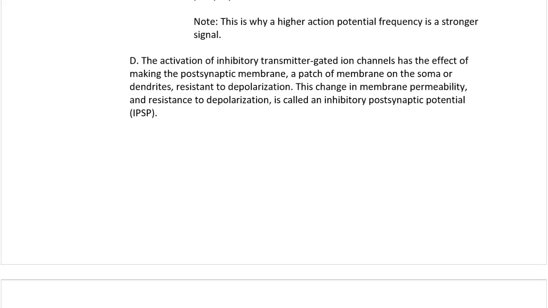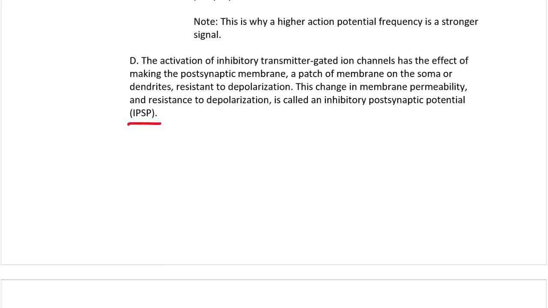The activation of inhibitory transmitter-gated ion channels has the effect of making the postsynaptic membrane, a patch of membrane on the soma or dendrites, resistant to depolarization. This change in membrane permeability and resistance to depolarization is called an inhibitory postsynaptic potential.